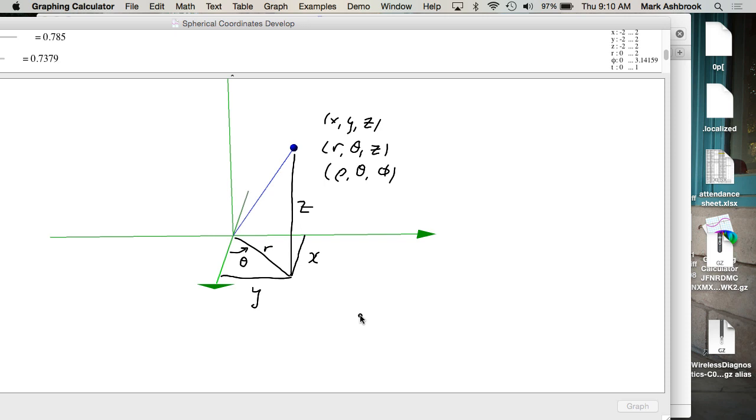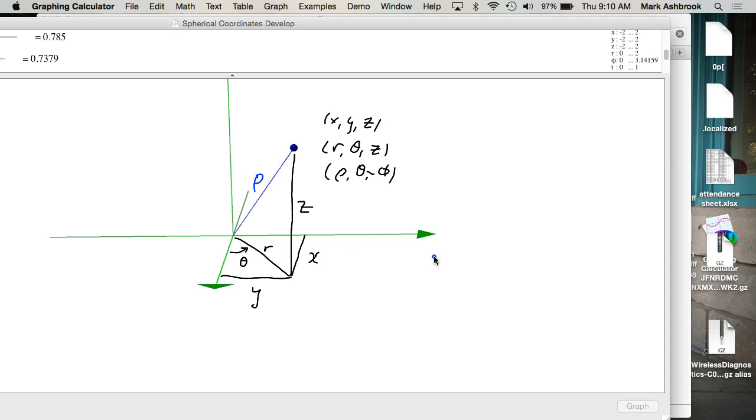Okay, what's left? Rho is what? Okay, yep. Is it angle? No, distance, right? It's a distance from origin to the point. So I'll make it blue because the line is blue.